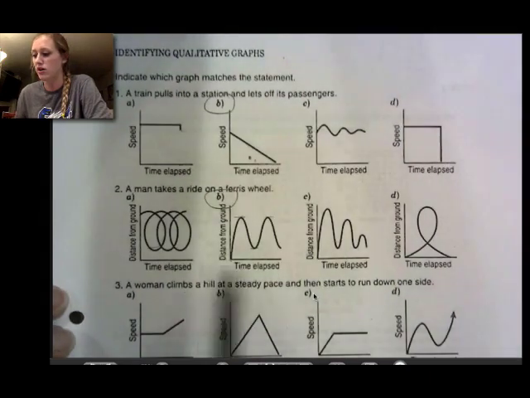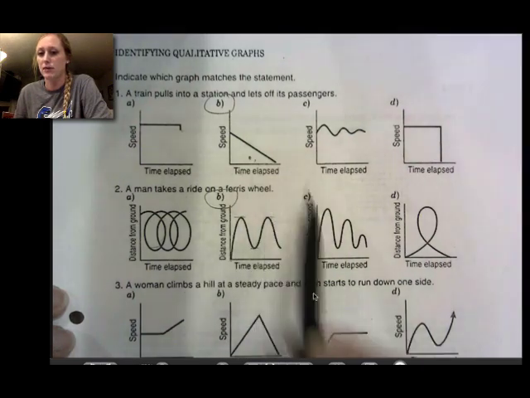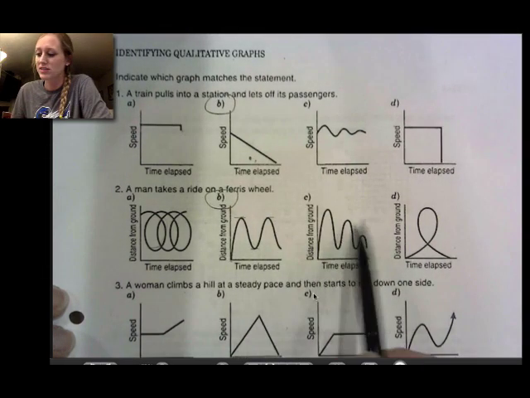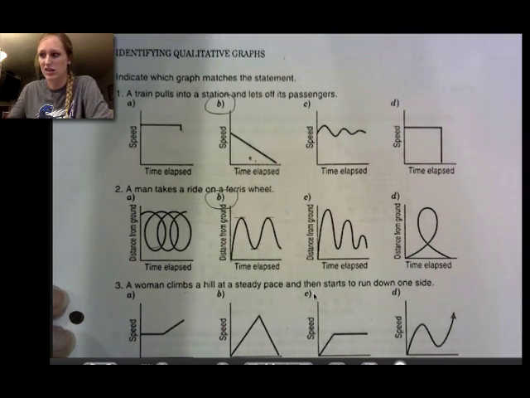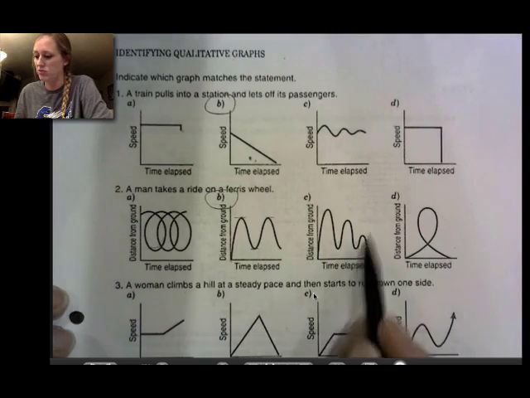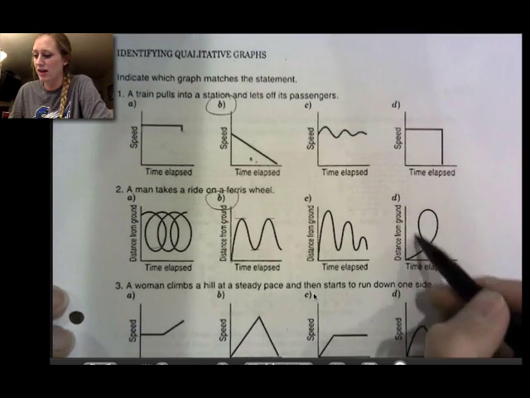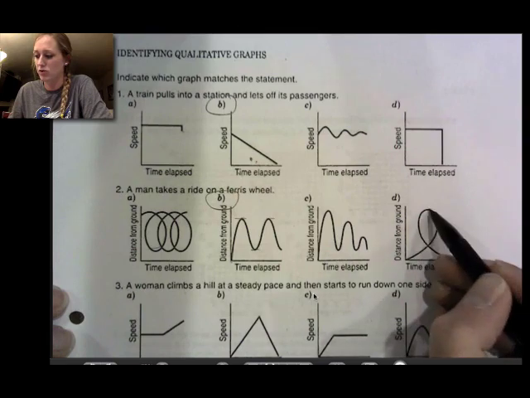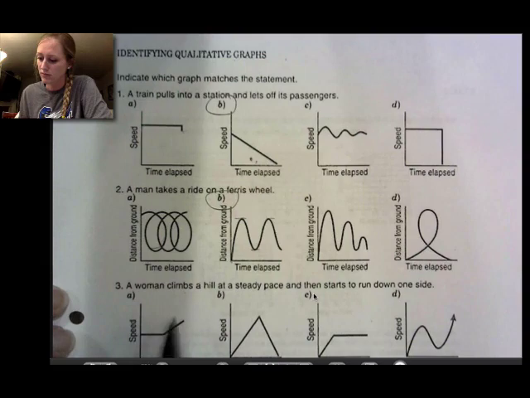As time moves on, my height above ground is going up, back down, back up, back down. This one does that too, but it doesn't keep going back to the same height, where on a Ferris wheel we know the top is always going to be the same height. So this one doesn't quite match that. And then this one, again, we have an overlap in time. Once I hit this point, I'm going back in time, which is not okay. So we don't want to see that overlap.